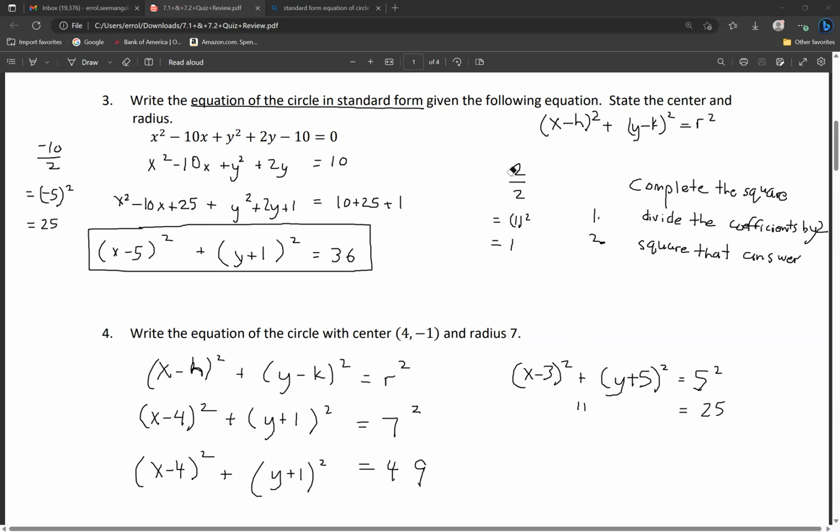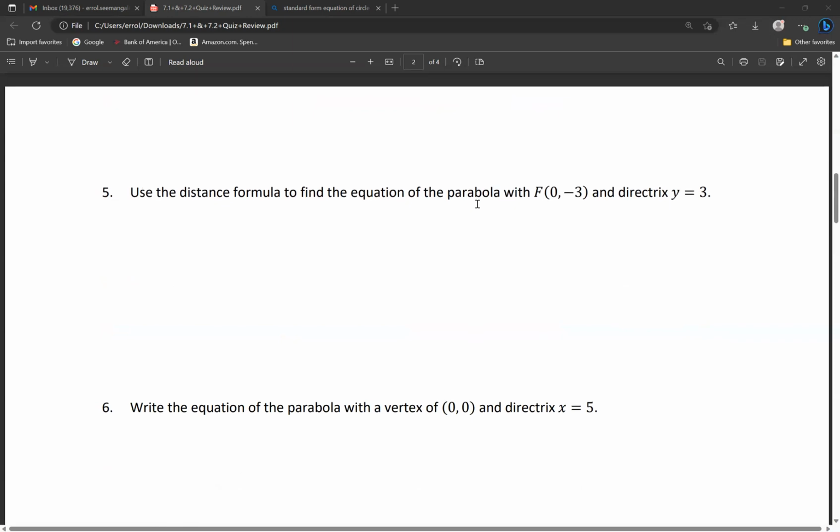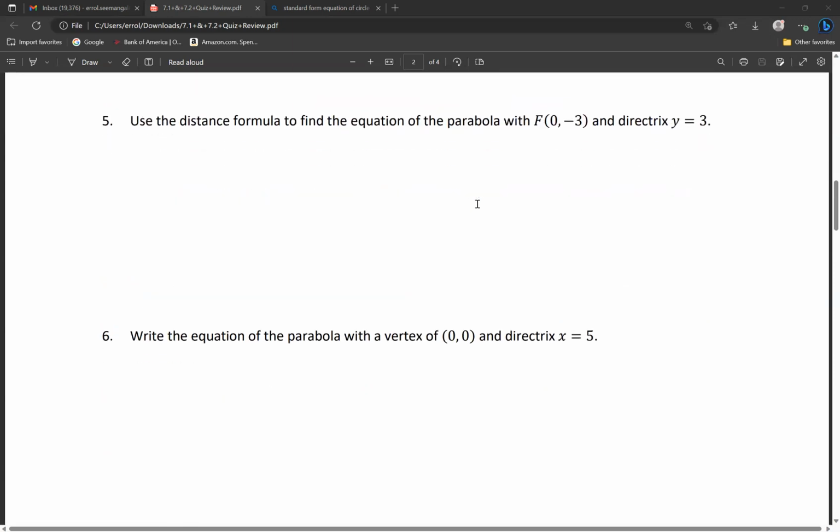Did you copy down 3 and 4? Can I erase it? Yes, you can. All right, number 5: use the distance formula to find the equation of the parabola with focus 0, -3 and directrix y equals 3.